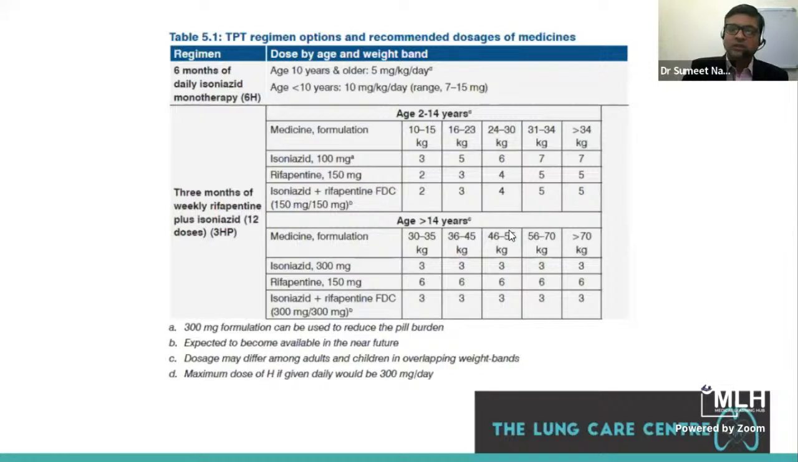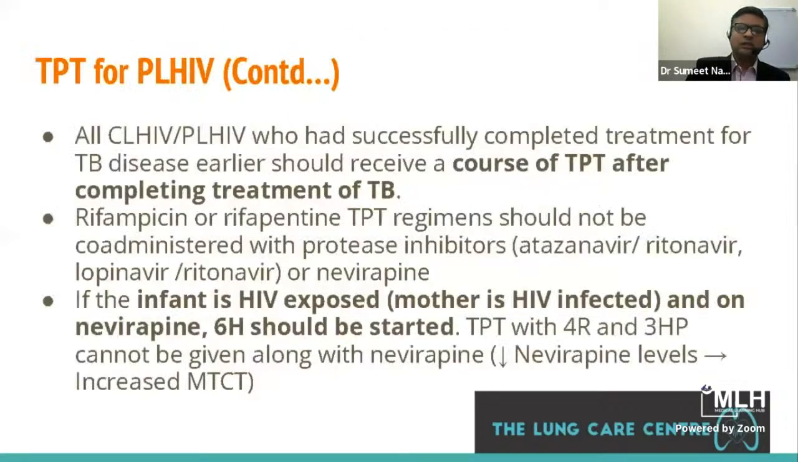And for children, the dose ranges from 300 mg to 700 mg of isoniazid and around 300 to 750 mg of rifapentine per week. So one has to keep in mind that these high doses are not daily doses, these are weekly doses. TPT is also indicated for all those HIV patients, be it children or adults, who have already successfully completed their treatment for the disease, and one is very sure that they are microbiologically negative for tuberculosis. They are given a course of tuberculosis preventive therapy as well.